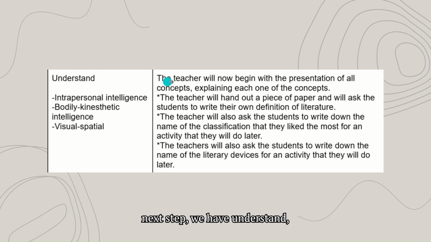In the next step, we have understand, where the teacher will now begin with the presentation of all the concepts, explaining each one of them. The teacher will hand out a piece of paper and ask the students to write their own definition of literature. The teacher will also ask the students to write down the name of the classification that they like the most for an activity that they will do later. And to write down the name of the literary devices for an activity that they will do later in the class.